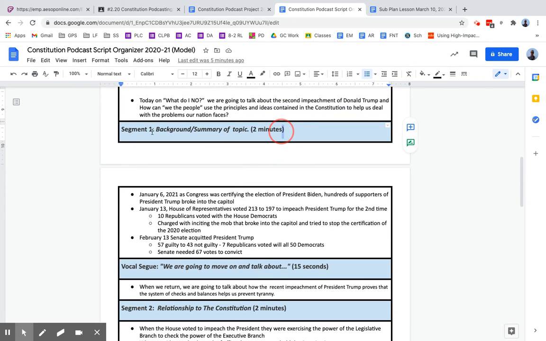In segment 1, you're going to explain the background of your topic. Here's where you give the critical information that your audience needs to know so that they can understand the topic. So here's where I gave all the background information on the details that led up to the impeachment of Donald Trump and what happened at that second trial, including how the House voted, as well as how the Senate then acquitted the president.